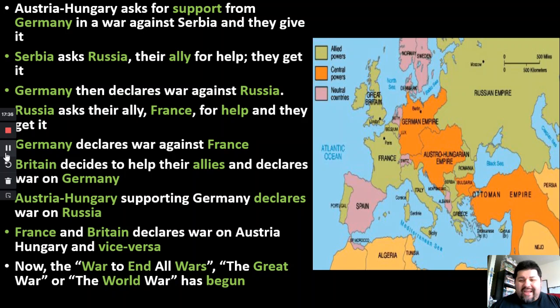So, as you can see from this map, who joined who? Okay. So you have Britain, France, Portugal, Italy, Russia, Romania, Serbia, Greece going against Germany, Austria-Hungary, Bulgaria, the Ottoman Empire.